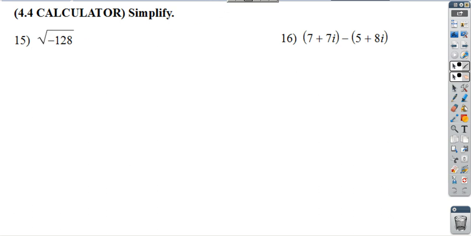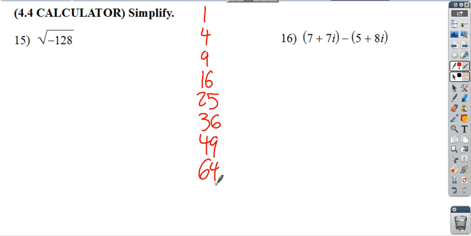Okay, so this is section 4.4, which is on complex and imaginary numbers. The way that you would start with number 15 is that you would look for any perfect squares that can be factored out of that. So for example, I'm just going to list the perfect squares right here. These are numbers that we get by multiplying numbers by themselves. So for example, 4 is 2 squared, 9 is 3 squared, 16 is 4 squared, and so on.